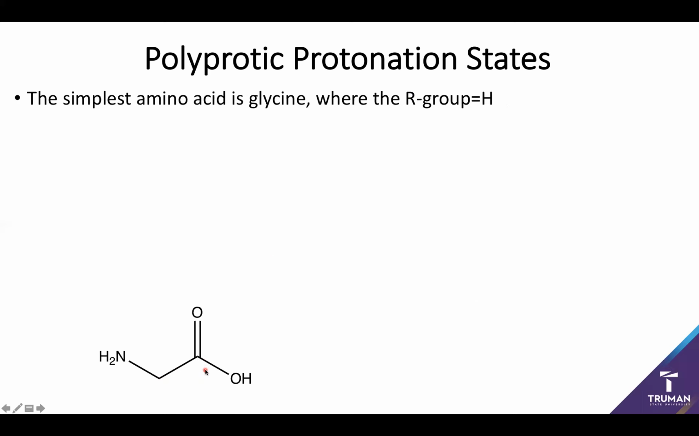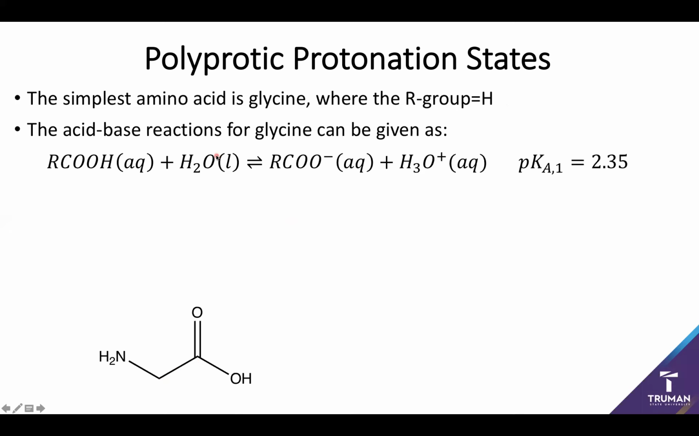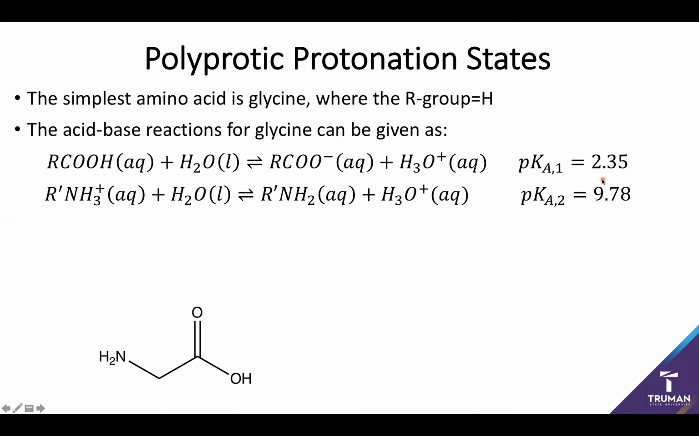However, it is worth noting that it still can possess two different acid-base reactions. The first of which is going to be that carboxylic acid, which can lose a proton with a pKa of 2.35. So again, fairly acidic. And for the amine group, it has a pKa of about 10, meaning that it is likely to be protonated. One of the very useful things we can do with these pKa's is compare them to the pH of the system to determine whether each group will be protonated or deprotonated.